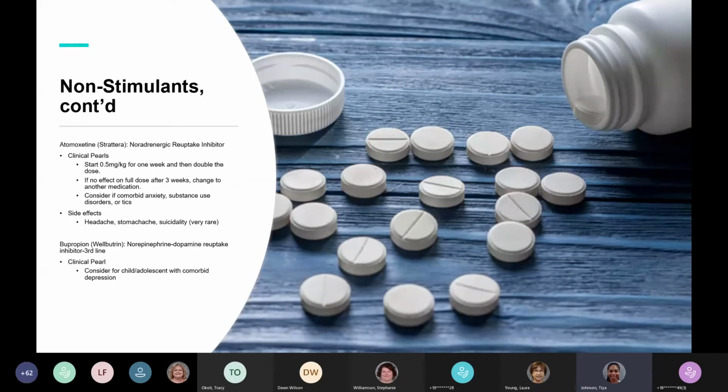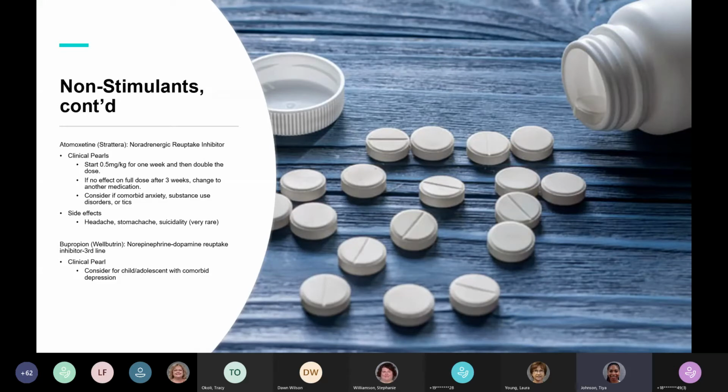Now, bupropion or Wellbutrin is another non-stimulant that can be used for ADHD, and that is a norepinephrine dopamine reuptake inhibitor. Wellbutrin is third line.